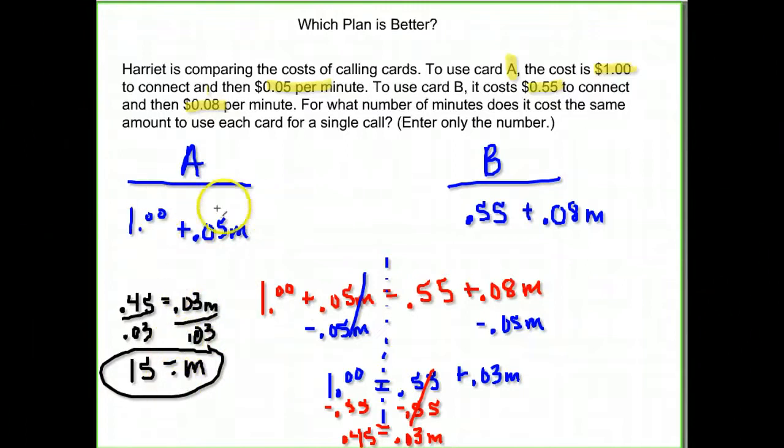Okay, before that, A is more expensive and B is cheaper. After that, since B is more per minute, it will get more expensive and A will be less expensive, but they are exactly the same price at 15 minutes.